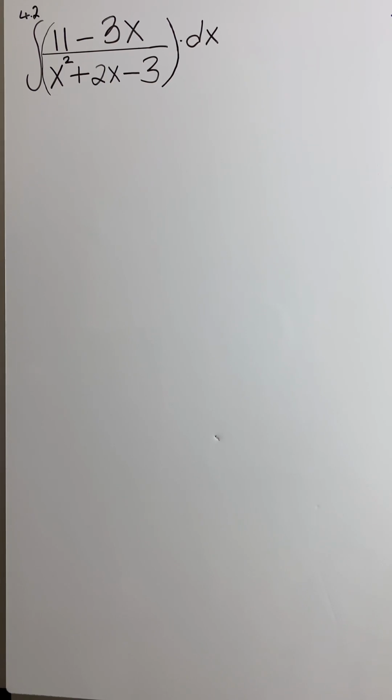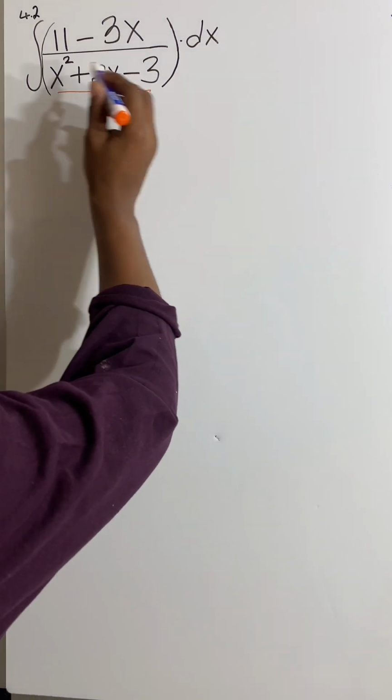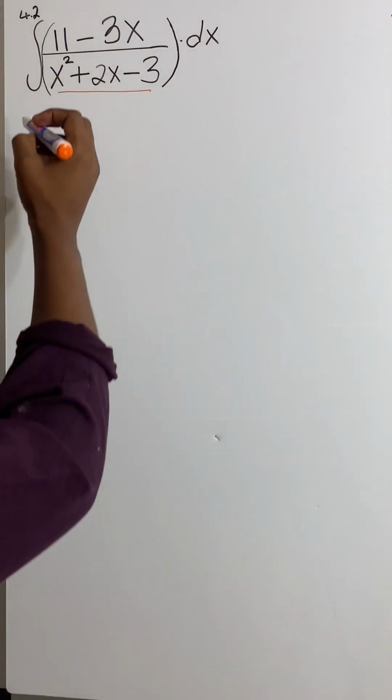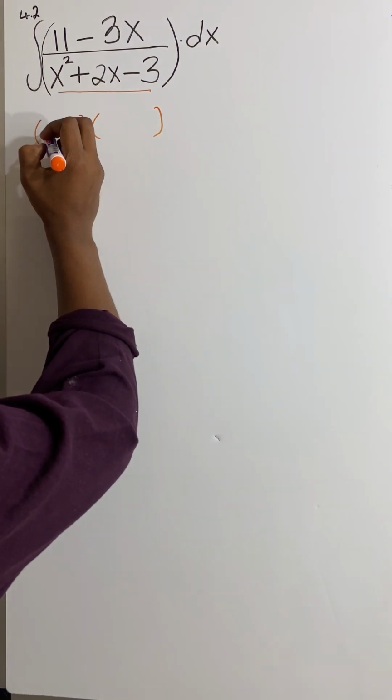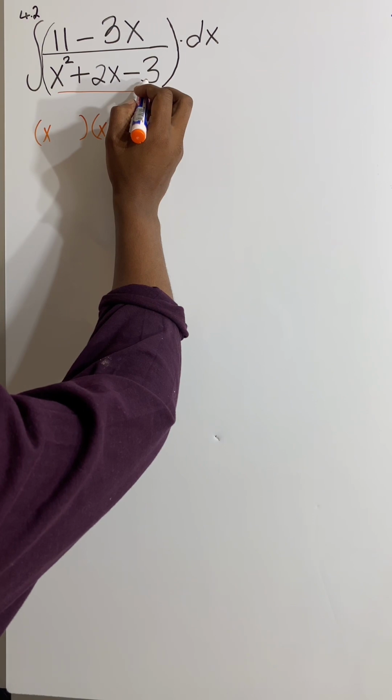Question 4.2, the instruction was that we use partial fractions to determine the integral of 11 minus 3x over x squared plus 2x minus 3. Normally, we will get this simplified or factorized, but in this case, the x squared plus 2x minus 3 is not factorized, so let's factorize it. So the factors of x squared are x and x. The factors of 3 are 3 and 1.